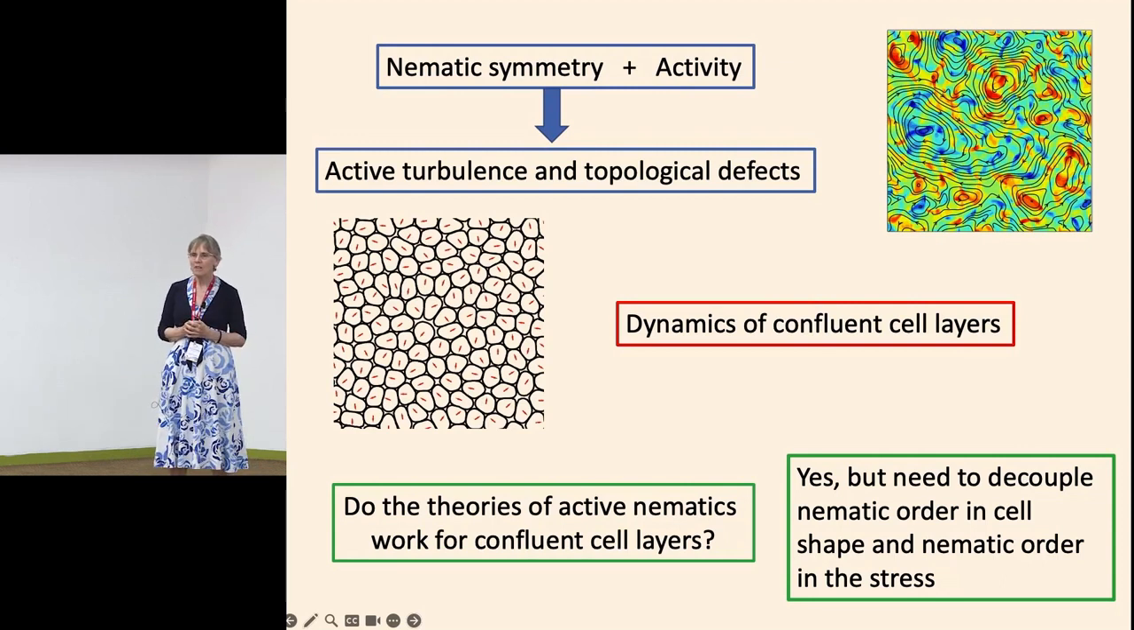You do get an active turbulence in these cell systems, but it looks like we have to extend the theories and we have to decouple the shape and the stress. We've got lots to do to investigate the properties of the new equations, but perhaps a more interesting question is what's actually going on in these cell layers. What actually is the stress I'm talking about?